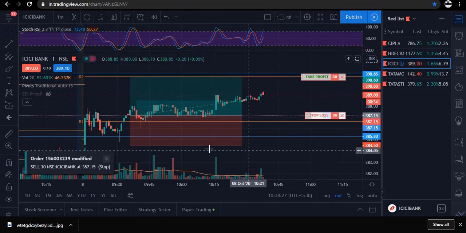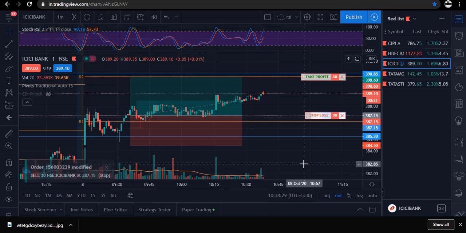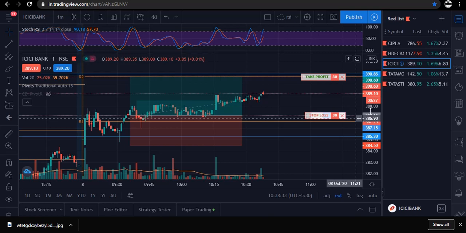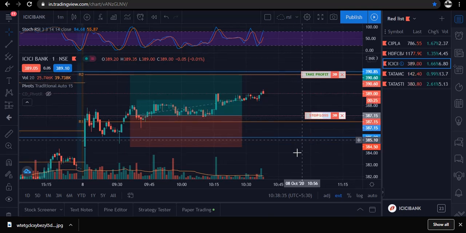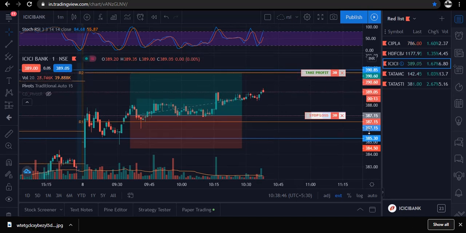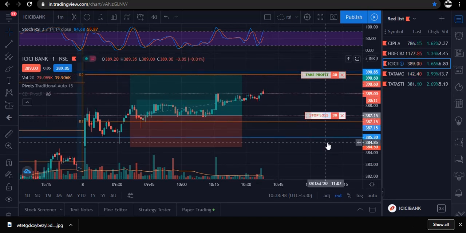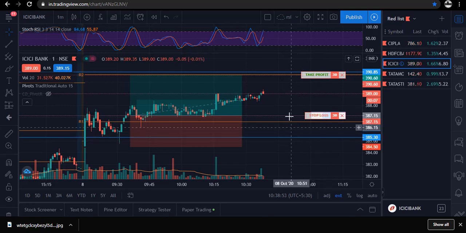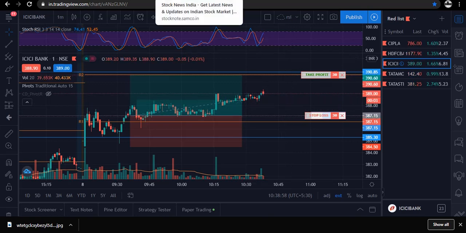Okay traders, so our stop loss has been modified and our trade will be only positive, that is we will be only in profit, no loss. So we are in the trade where we will not book any loss; either we will book the profit which is our target, or we will exit the trade with zero loss. Okay traders, so our stop loss has also been trailed. Now let us see our options trade.